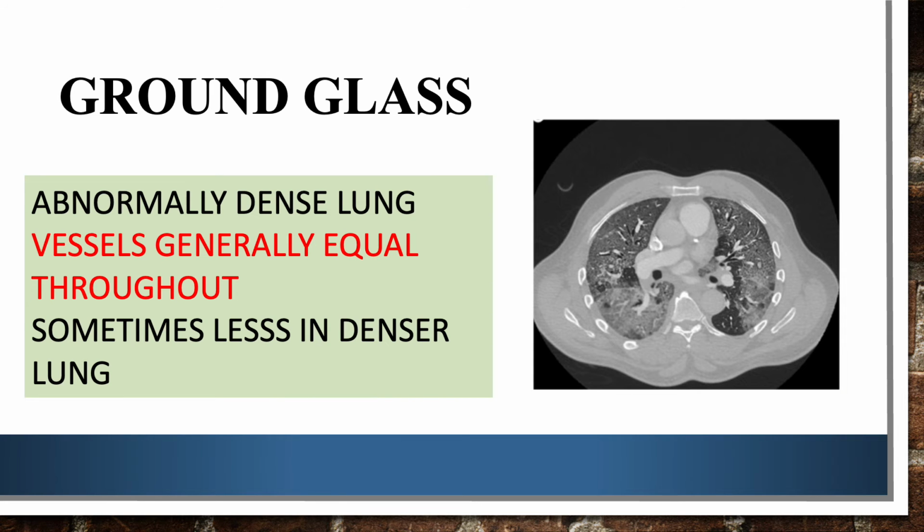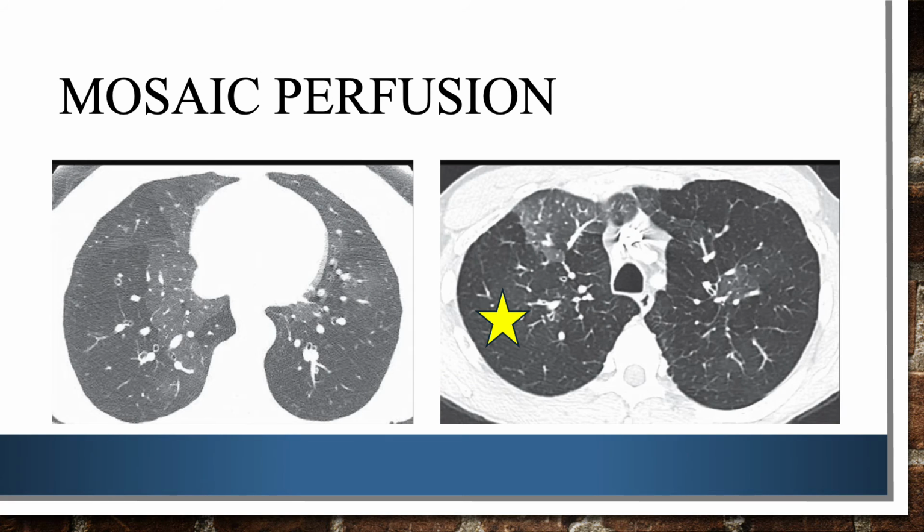Keep that in mind when we come back to mosaic perfusion, but let's try and understand what happens in ground glass instead. In ground glass, the abnormal dense lung has vessels which are generally equal throughout. So if you look at the vessels, there will be no strict differentiation and you would see them more equally placed. Now, in case of mosaic perfusion, the vessels will be much less. So let's look at this area. There is a gray area and a black area. Now, if you look at it, the number of vessels in the black area is definitely much less than you can see in the gray area.